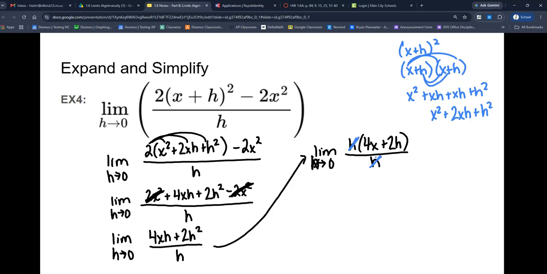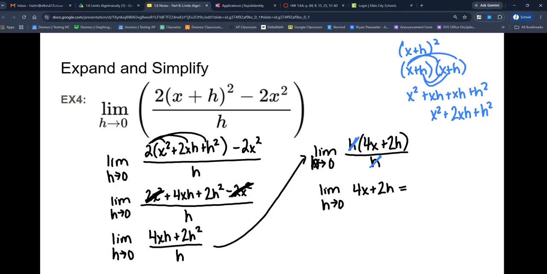Now the h's can cancel. I'm going to tell you, if you have a problem with an h in it, that's probably going to be a step somewhere. You've got to factor out an h, and then the h is canceled. That happens almost every time with these problems. So now I've got the limit as h approaches 0 of 4x plus 2h.